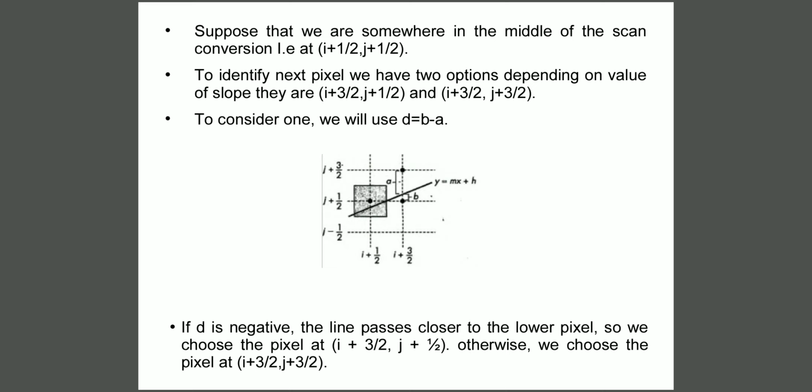This is how we'll take a decision to update the intermediate pixels between two vertices of a line segment. This is regarding Bresenham's algorithm. So whenever the d value is negative, we'll update the pixel (i + 3/2, j + 1/2). Whenever the d value is positive, we'll update the pixel (i + 3/2, j + 3/2).